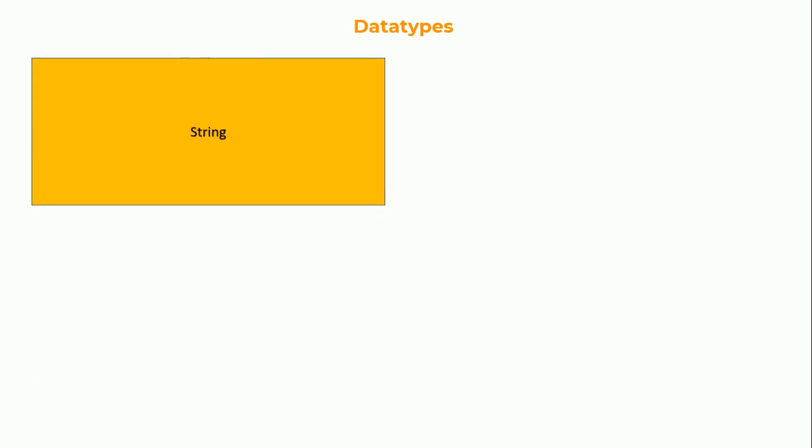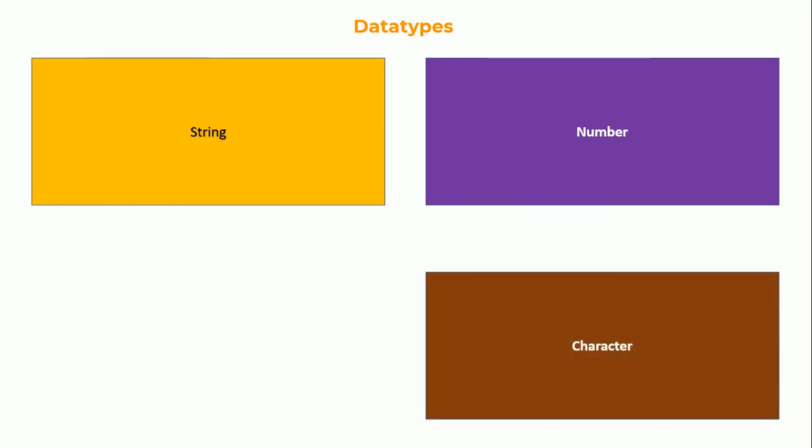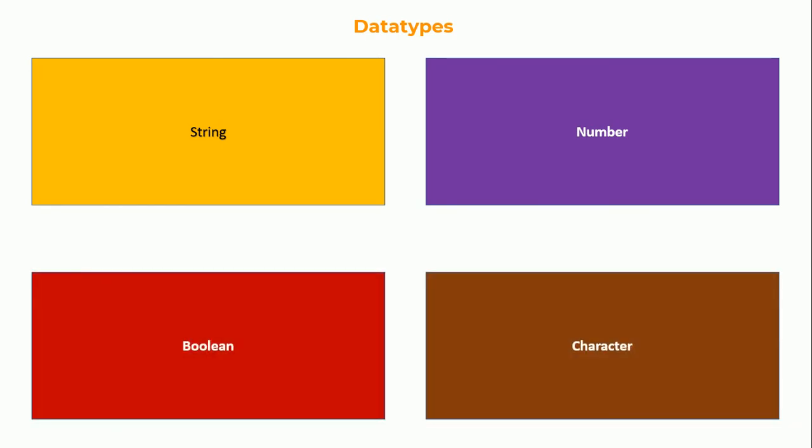And in programming, we have basically 4 types of data that we store, basic types of data. The first one is a string. The next one is a number. The third is a character. And the last one is a Boolean. What is a string? Let's find out.